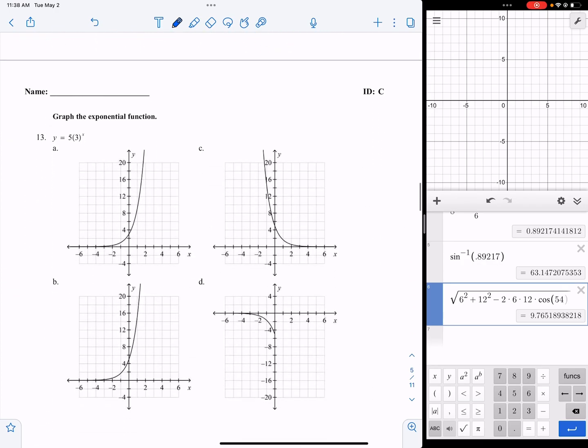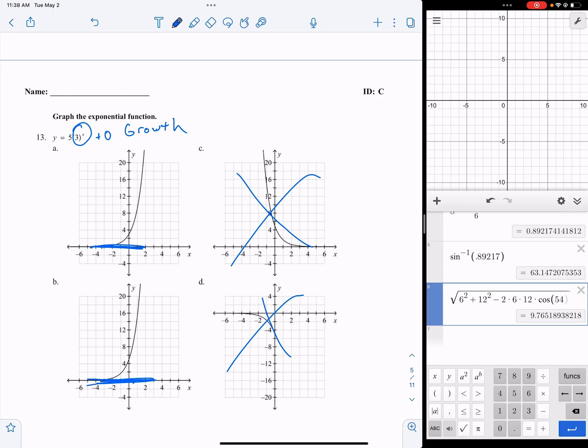The easiest thing you can do with exponential is decide whether it's growth or decay. This is 3 to the x, so it's growth. C is decay, D is like negative growth or something. The asymptote is the number after, so +0. These are both at +0. Let's try one more thing.